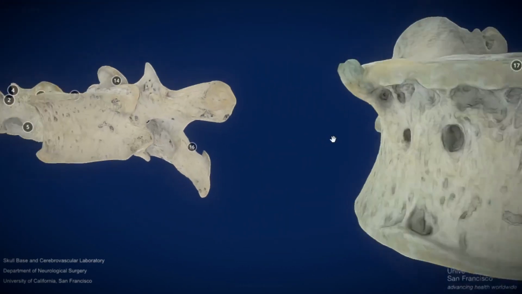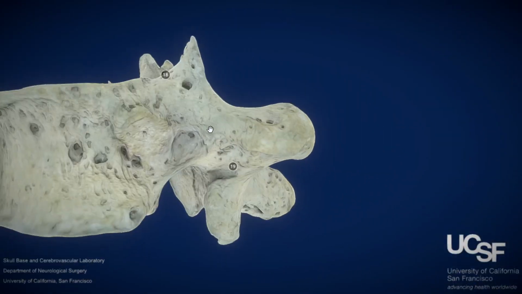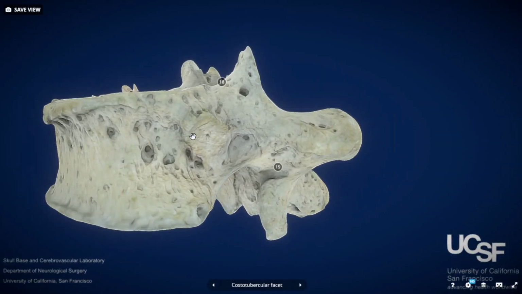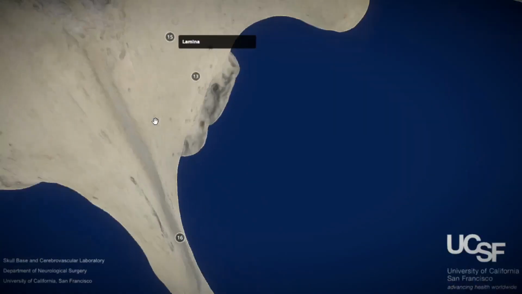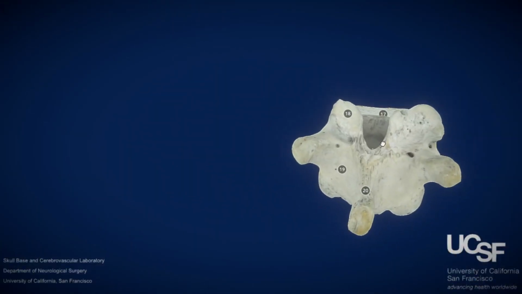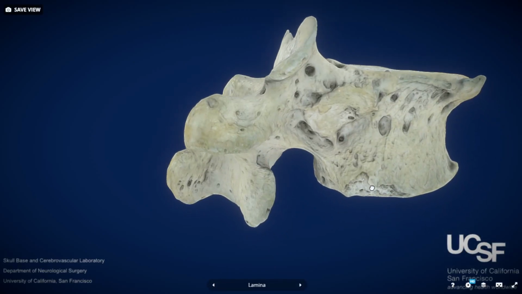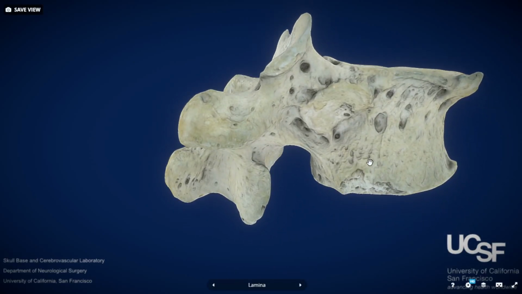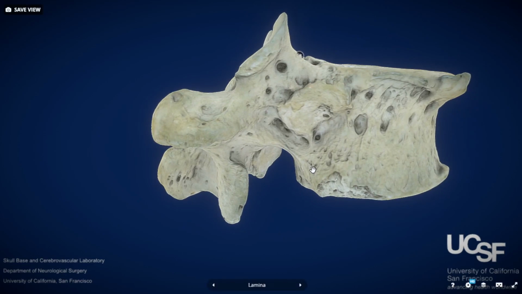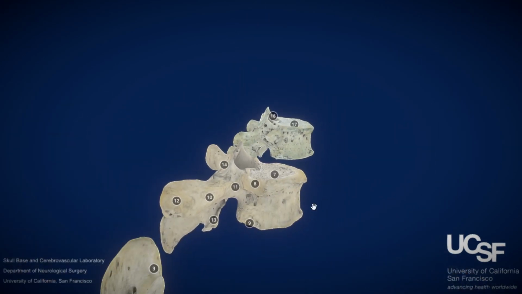If we move towards L5, we can identify again a superior demifacet and identify an inferior demifacet that has a smaller surface compared to T5.